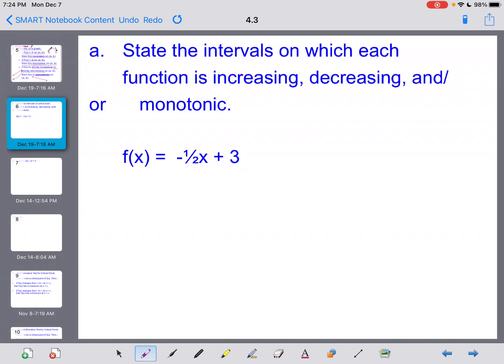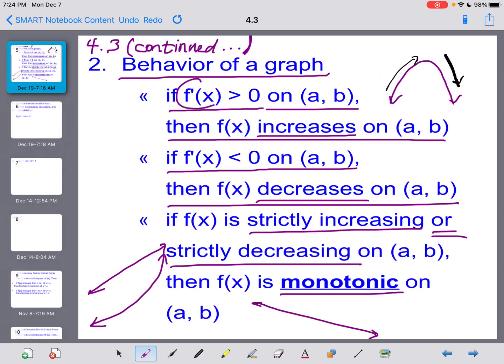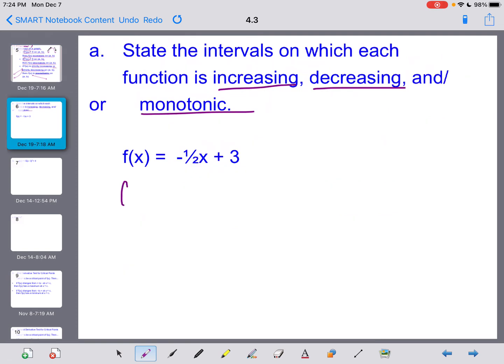The way we get information about the behavior of a function, increasing, decreasing, or monotonic, is from our first derivative. So that's what we're going to have to find here before we do anything else. f prime of x is equal to, and since it's a linear function, its derivative is just its coefficient. So the derivative of this function is negative 1/2. Now the keen among you will notice this derivative is unusual because it is constant, meaning it contains no variables.